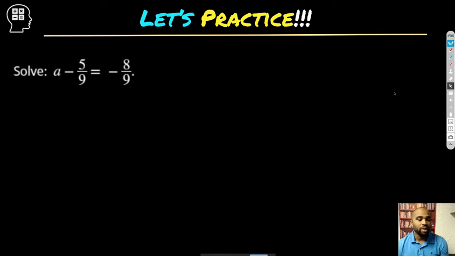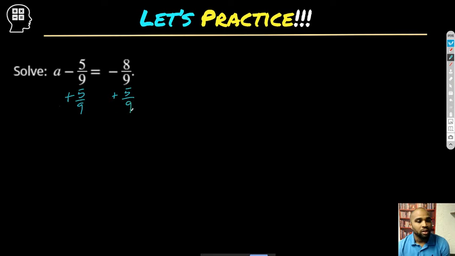All right, let's do a subtraction problem. I want to get my a by itself this time. I just want a over here. So I need to get rid of this negative 5/9. So I need to add 5/9 to both sides. I'm going to give myself some more room. So adding 5/9 here, and I need to add 5/9 here.